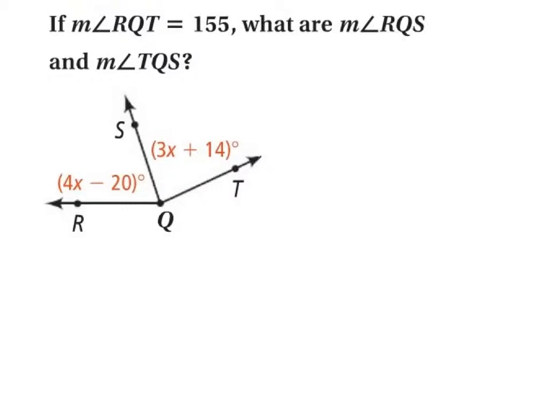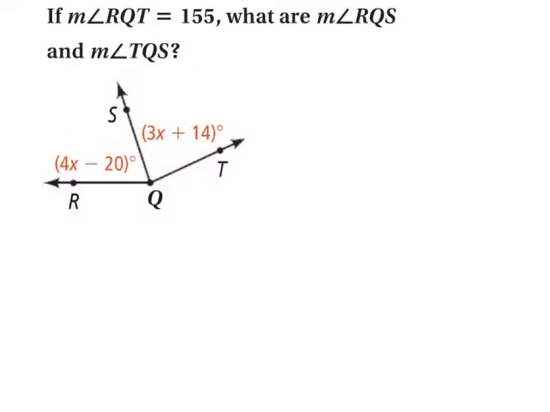So the information given to us, we know the measure of angle RQT. Which angle is angle RQT? Is it the angle on the left, the angle on the right, or the whole big angle? The whole big angle. Excellent. And we want to find what is the measure of angle RQS. Which angle is that? The one on the left. And we want to find the measure of angle TQS. Which angle is that? The one on the right.